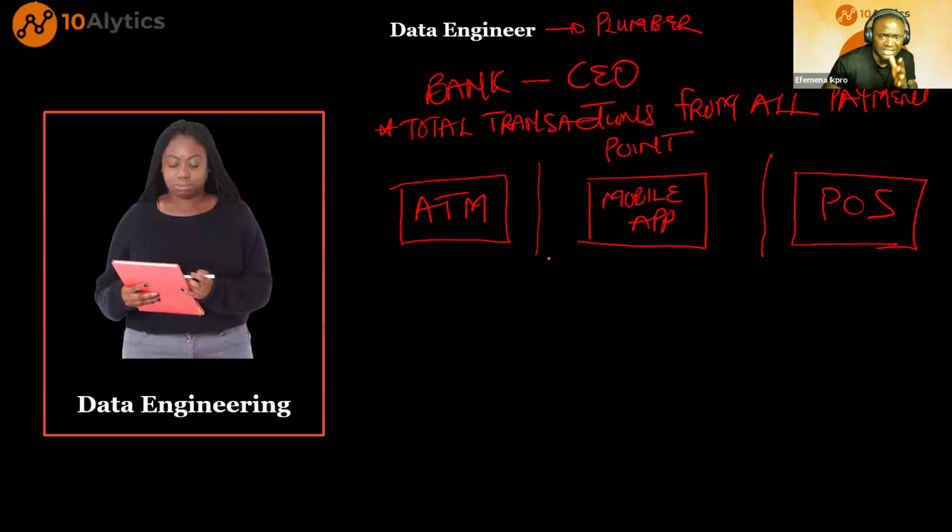Different systems, like they stand alone. They don't operate together. Okay, they have different systems. An ATM machine is very different from a mobile app. A mobile app is very different from POS. POS is different from ATM. Everything is standing on its own.